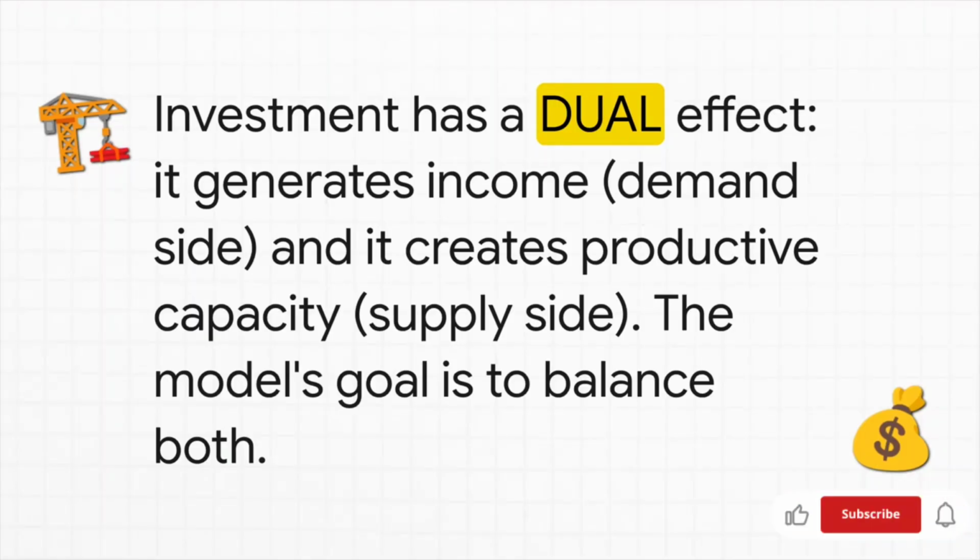Now, if there's one thing you take away from this entire session, let it be this. The absolute heart of the model is the dual role of investment. Think about it. On one hand, when you spend money on a new factory, it creates jobs and income for people right now. That's the demand side, the Keynesian view. But at the same time, that very same factory increases our ability to produce more stuff tomorrow. That's the supply side, the classical view. The whole model is really just a search for that perfect balancing act between the two.